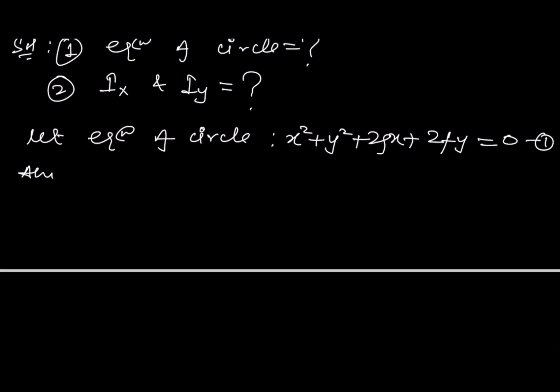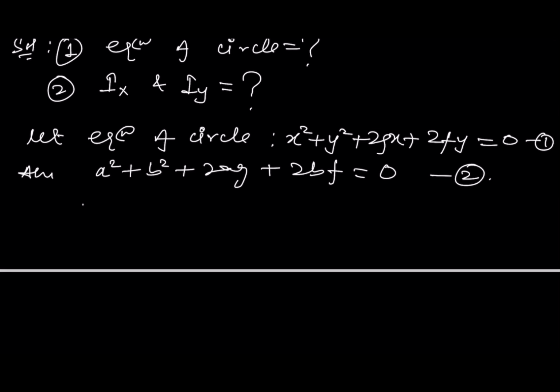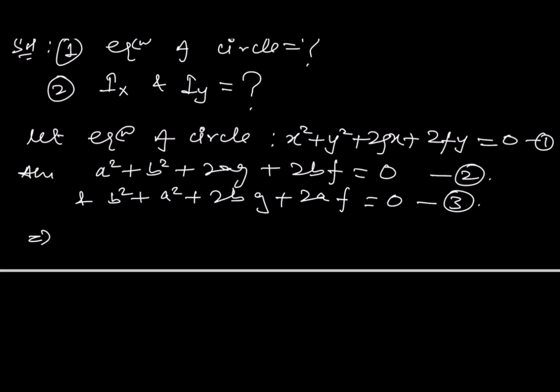Also, a square plus b square plus 2ag plus 2bf is equal to 0. Say this is equation 2. And b square plus a square plus 2bg plus 2af is equal to 0. Say this is 3. So I can find g and f by solving simultaneously the above two equations, that is equation 2 and equation 3. For this, I am multiplying 2 by a and 3 by b.